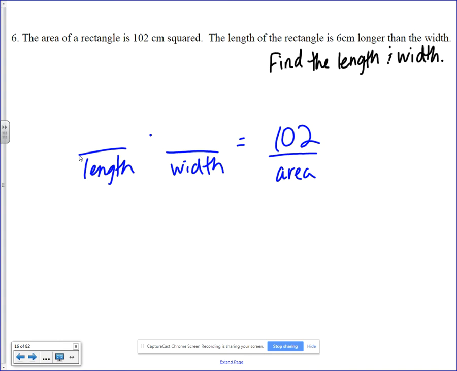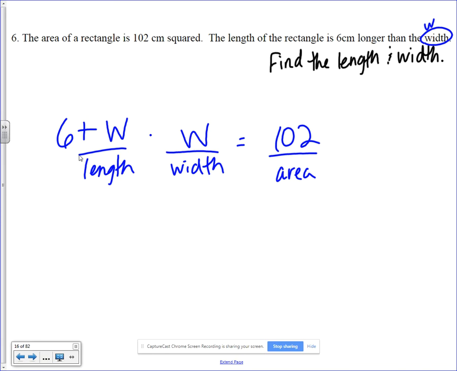So which one do I know nothing about? The width I know nothing about. So we're going to make that W, which means I can put my W right there. What do I know about the length? Longer, right? What operation does longer mean? Add. 6 centimeters longer than the width.